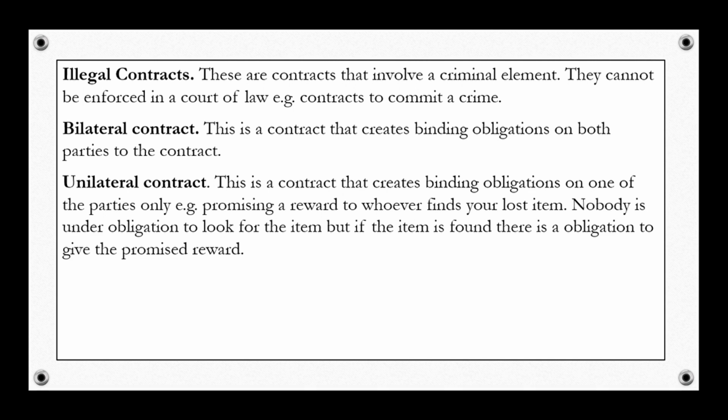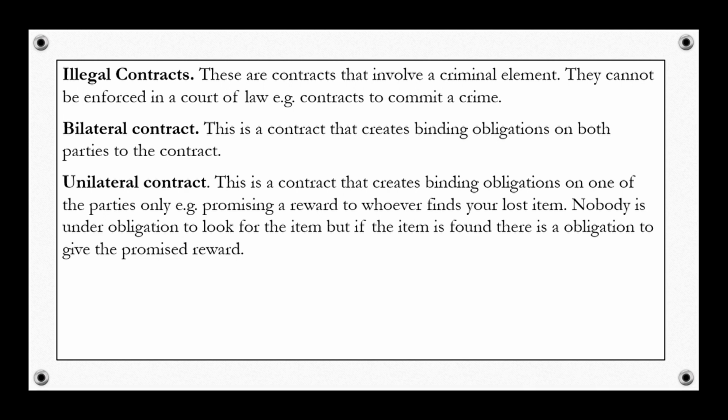For example, an agreement to smuggle goods across borders, that is illegal. So in case the other person doesn't act accordingly, there is nowhere you're going to report them because that is an illegal contract. Then we have bilateral contract.